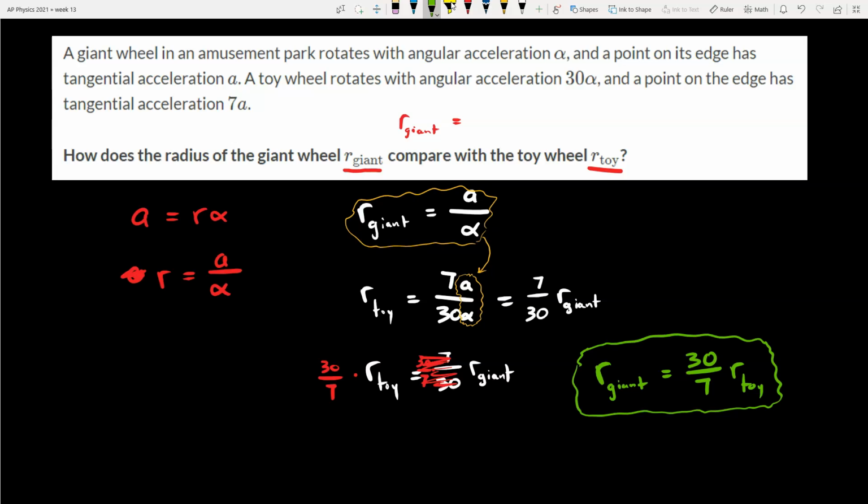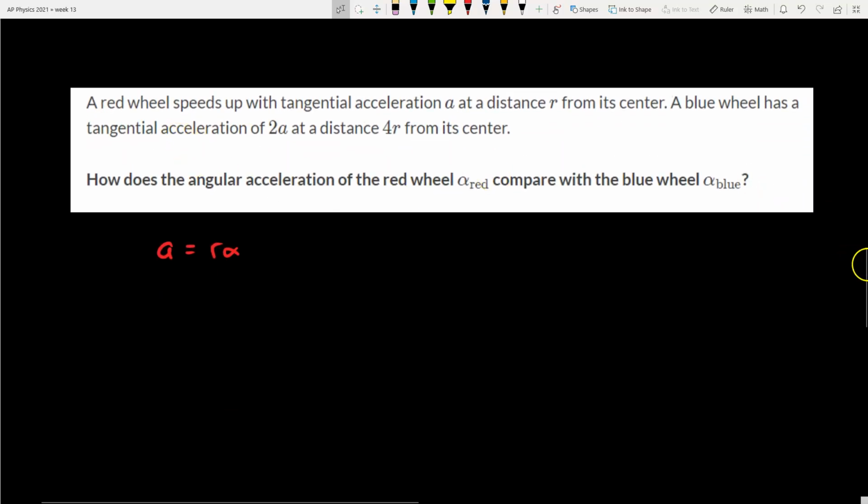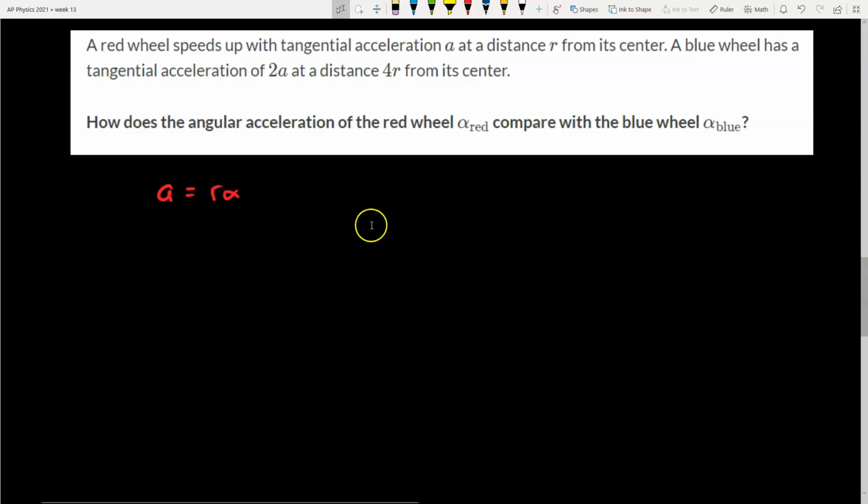Okay. All of these problems are going to have really similar processes. We're just going to be solving for different variables. So let's take a look at the next one. Let me get this more towards the top. There we go. Our red wheel speeds up. So speeds up right there is making me think alpha. With tangential acceleration a at distance r from its center.